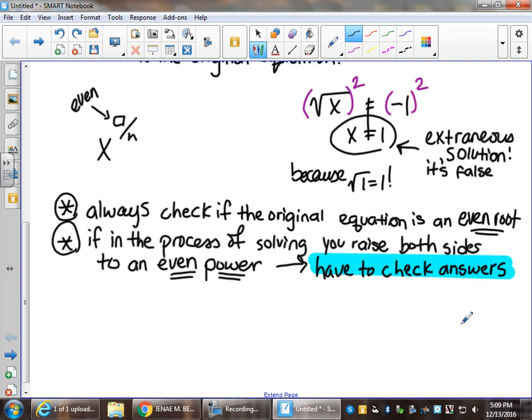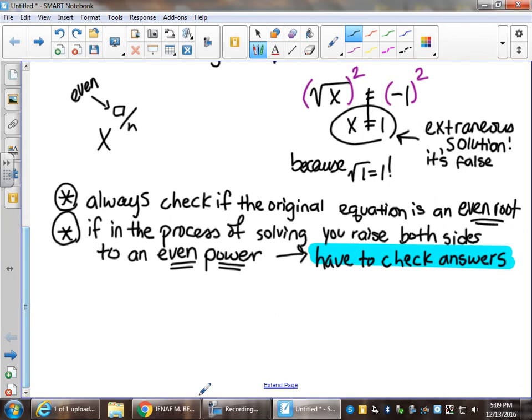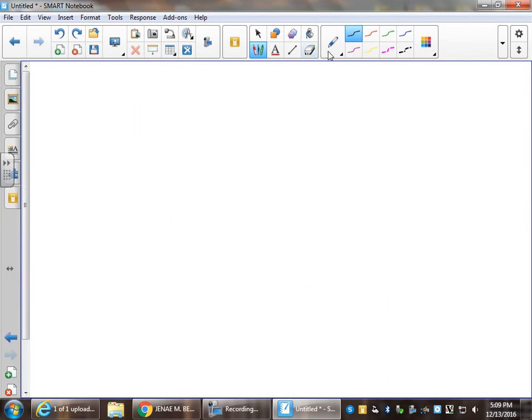The best way to realize what all of this means is to practice. So now that we've laid the groundwork with our notes, let's practice. Examples. Solve is the directions. So let's solve.